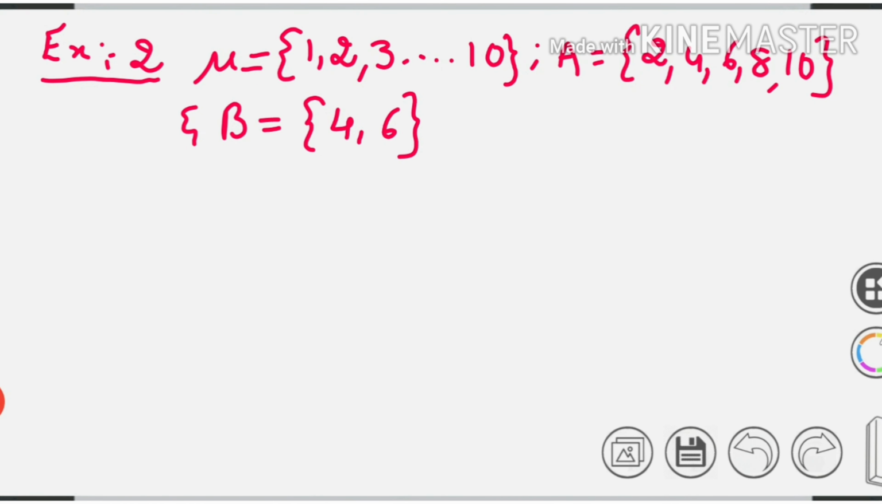Nu is equal to 1, 2, 3, 4 up to 10, A is equal to 2, 4, 6, 8, 10, and B is equal to 4, 6. There are two sets. If you clearly observe, 4 and 6 are two elements in B, and A has 2, 4, 6, 8, 10. So 4 is in A also, and 6 is in A also. Clearly here we can observe that B is a subset of A. Now we will discuss the Venn diagram.